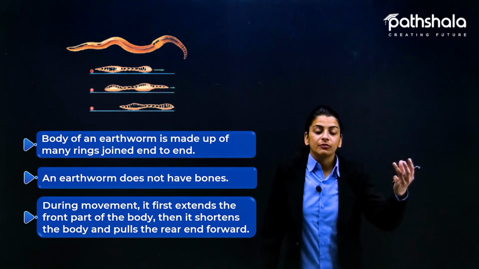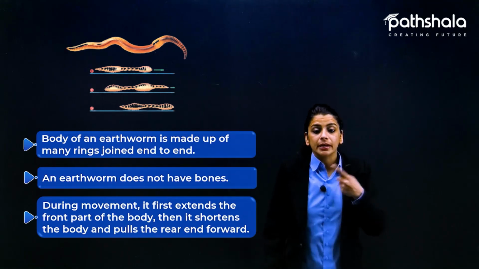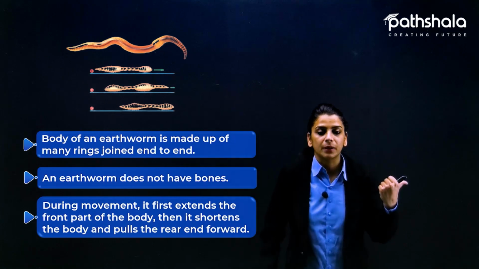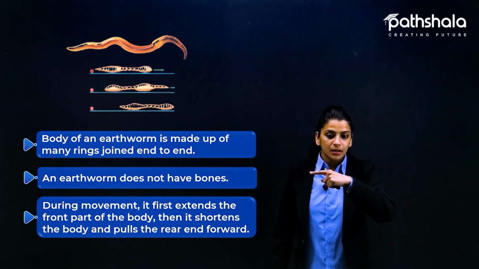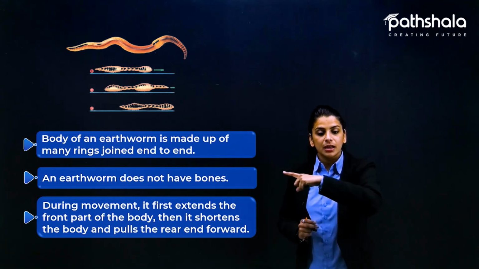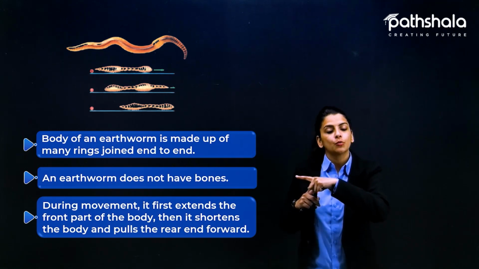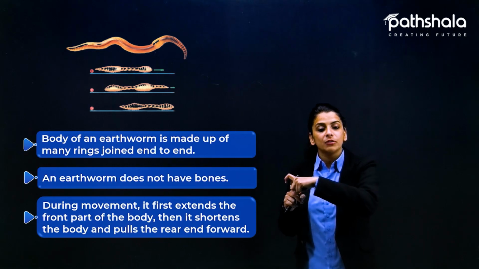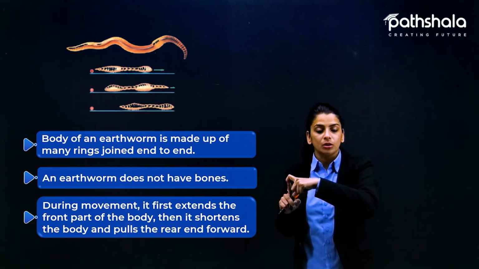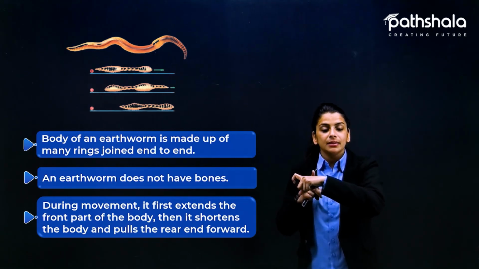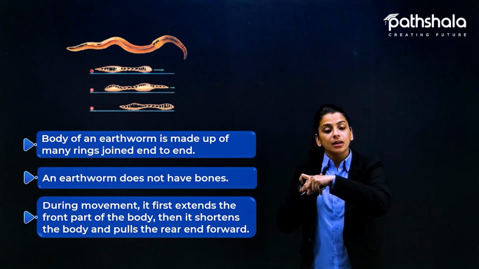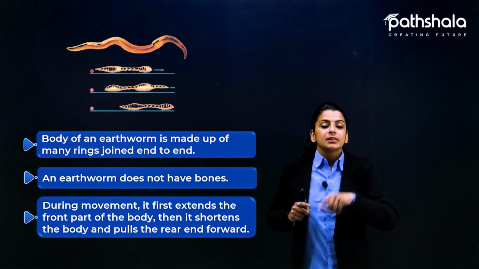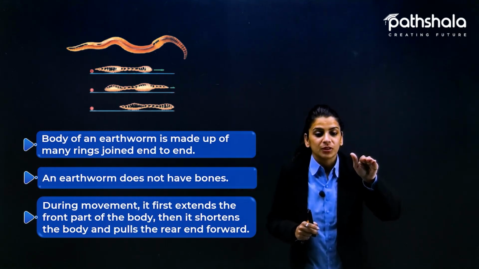When the body gets accumulated, then it pulls the rear end forward. Rear means the back part. The earthworm is moving forward. See my finger like this. For example, my finger is an earthworm. Now I'm pushing my body forward like this, so the body gets shortened. And then it moves the rear end of the body, the back end also goes forward. So because of this, it moves forward.